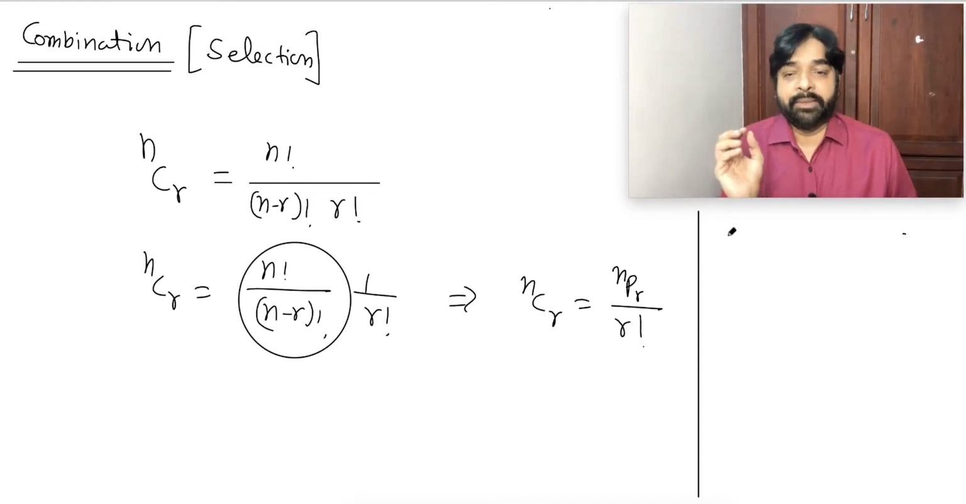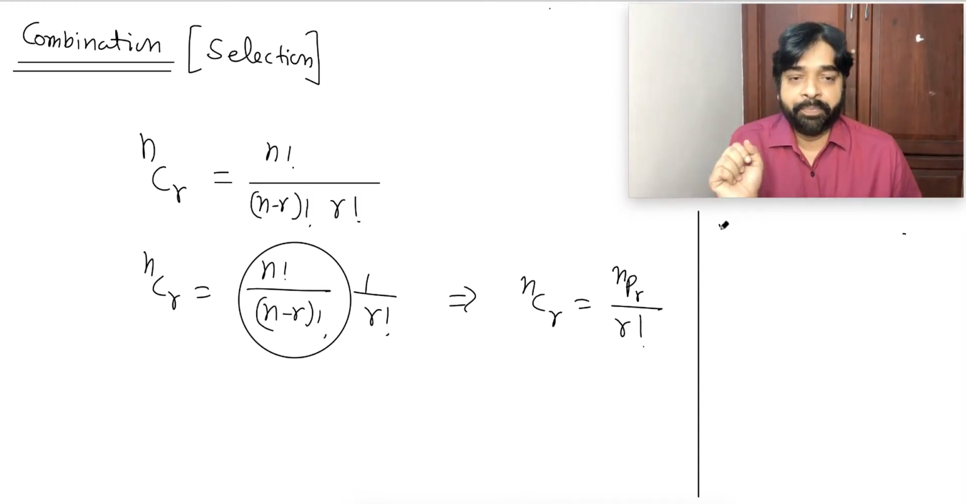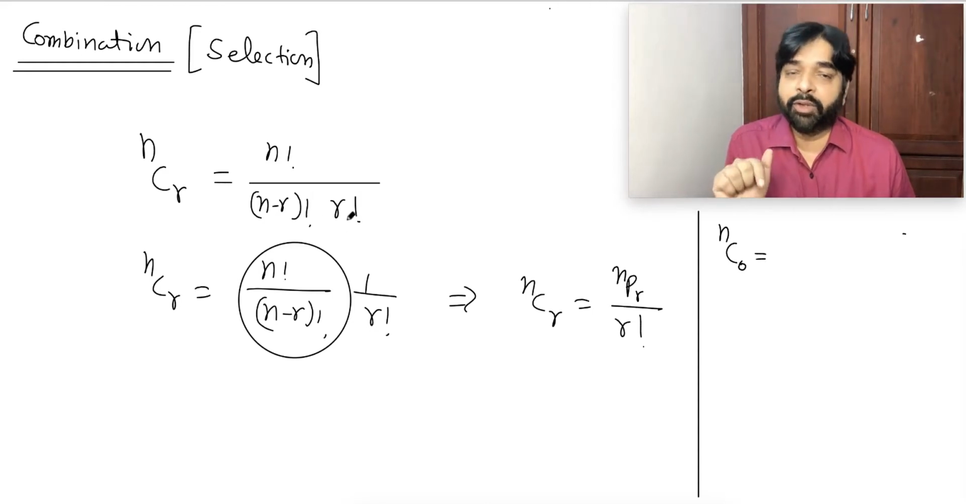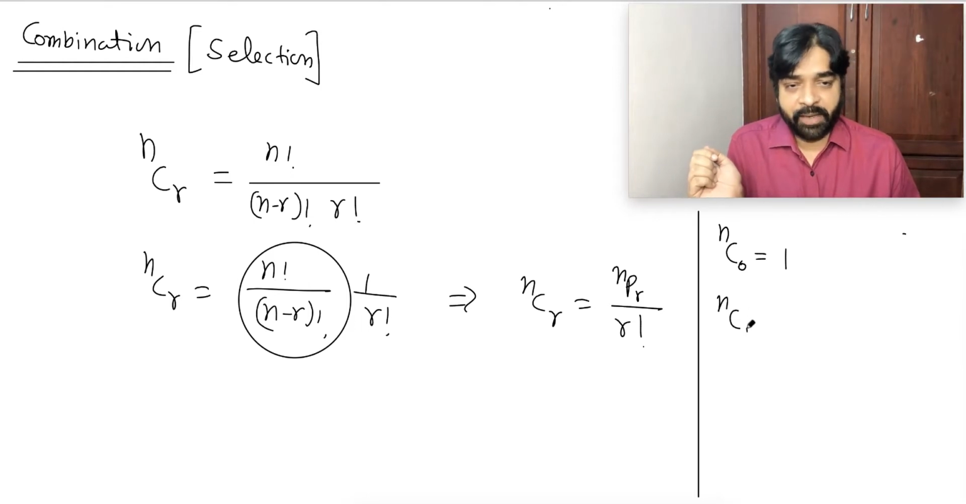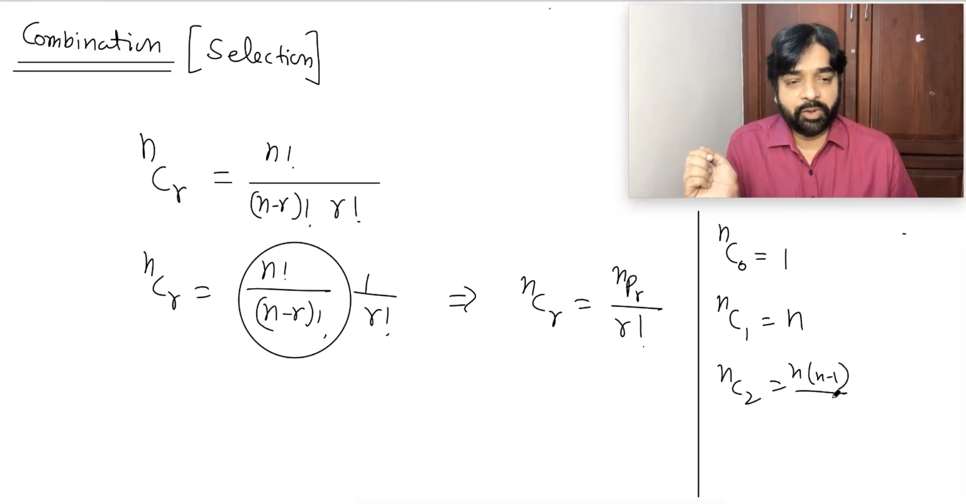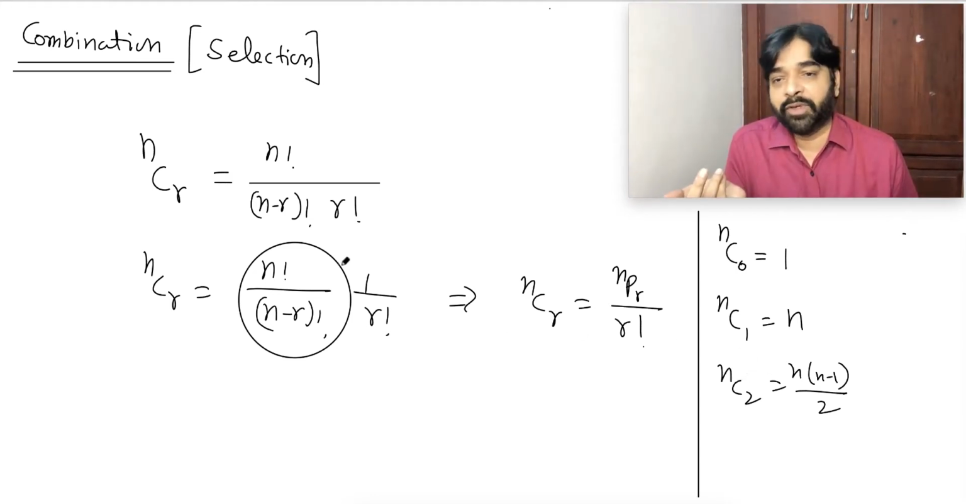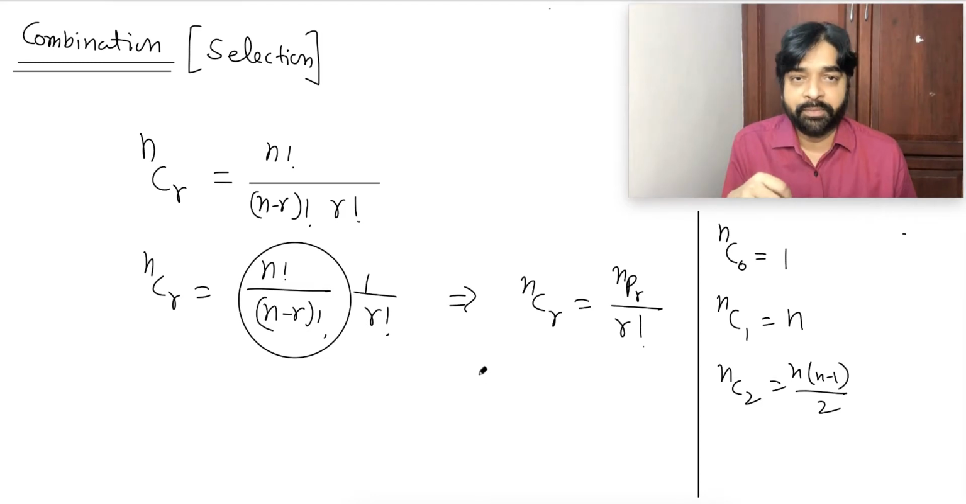If I ask you what is nC0, it is n factorial by n factorial into 0 factorial. 0 factorial is 1, so this value will be 1. nC1 will be n. nC2 will be n into (n minus 1) by 2. You will ask, sir, why are you teaching this? Because these are very common things which we will use very frequently, so every time we should not use the formula.